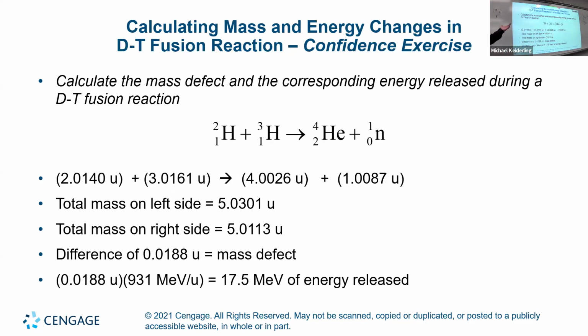And here we have deuterium-tritium fusion, which goes from 5.031 mass units to 5.0113 mass units. So the mass defect is 0.188 units, so 17.5 mega electron volts of energy are released. But the starting material is much lighter than the previous one. So this is actually a much more efficient reaction.